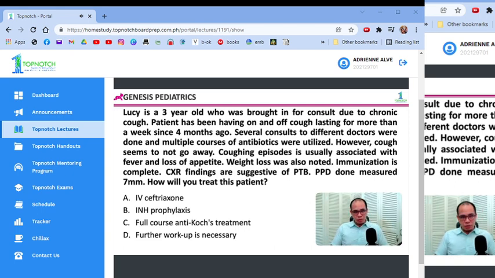So you shouldn't answer IV ceftriaxone, okay? Unless meron kang coincidental or meron ka ring finding na pneumonia on X-ray, then yes, pwede. Pero for this case, if you encounter this question in the board exam, dapat ang pinagpipilian mo lang dyan is B, C, or D, okay? The answer is you should give your full course anti-Koch treatment.